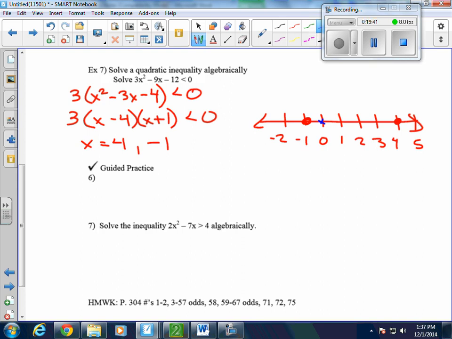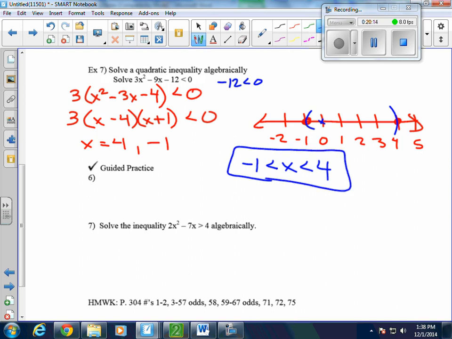If we put 0 into the original inequality, I get negative 12 is less than or equal to 0. Is that a true statement? Is negative 12 less than 0? The answer is yes. So therefore, I know my solutions must be in between there. So negative 1 is less than x, which is less than 4, and there is your answer.